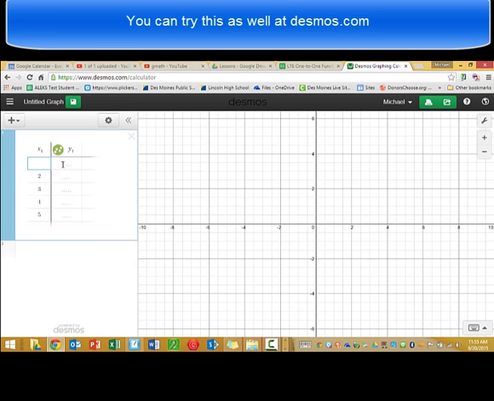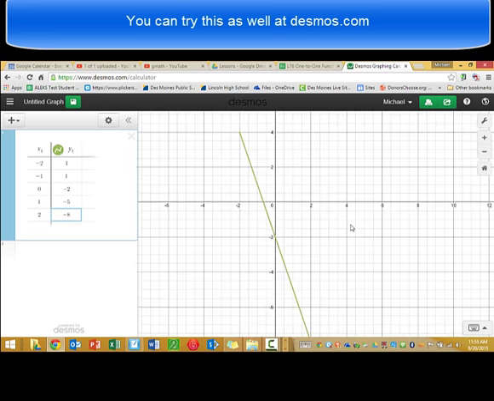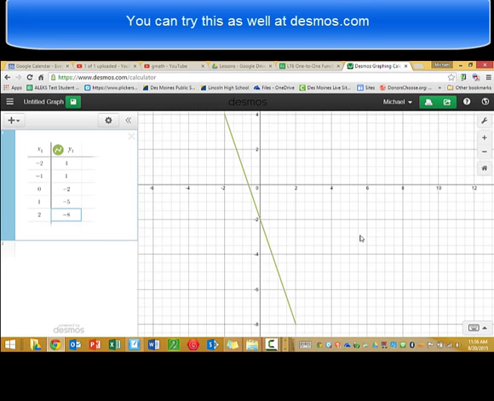Our first point in our table was -2, and then we had -1, 0, 1, 2. And our y's were 4, 1, -2, -5, and -8. And we are going to tell it to connect the dots. Here we go. So there is our line, nice and graphed.